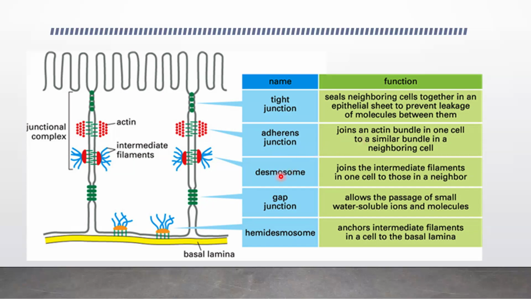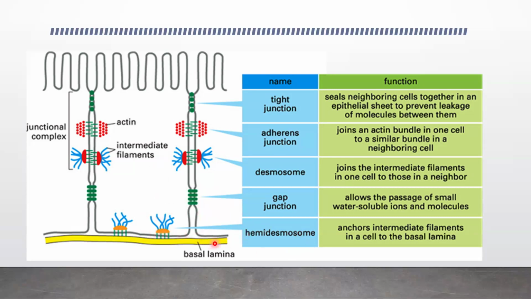Then you have desmosomes. Desmosomes join the intermediate filaments in one cell to a neighboring cell. And for the gap junction, at this point, they allow transmission of solutes and substances, water-soluble ions and molecules, from one neighboring cell to another.